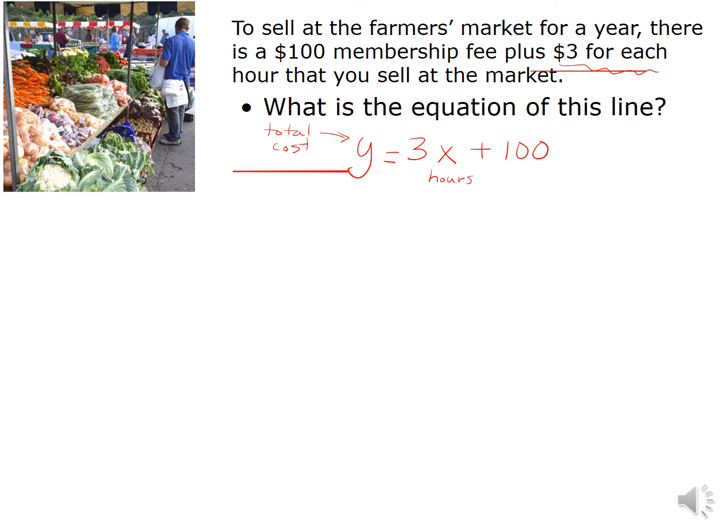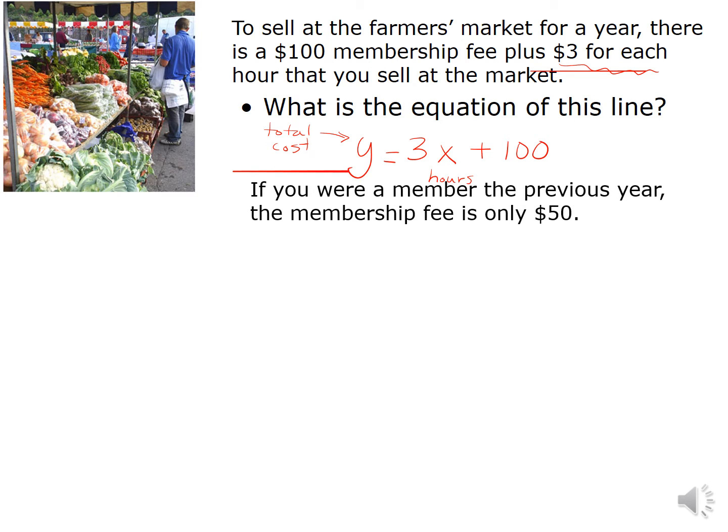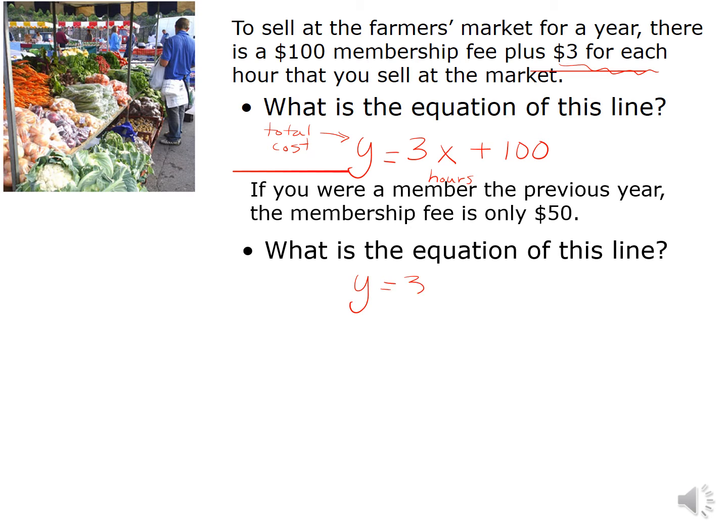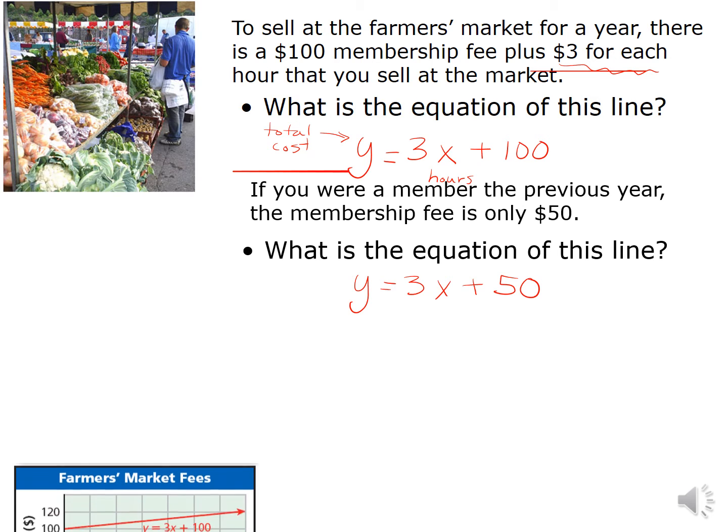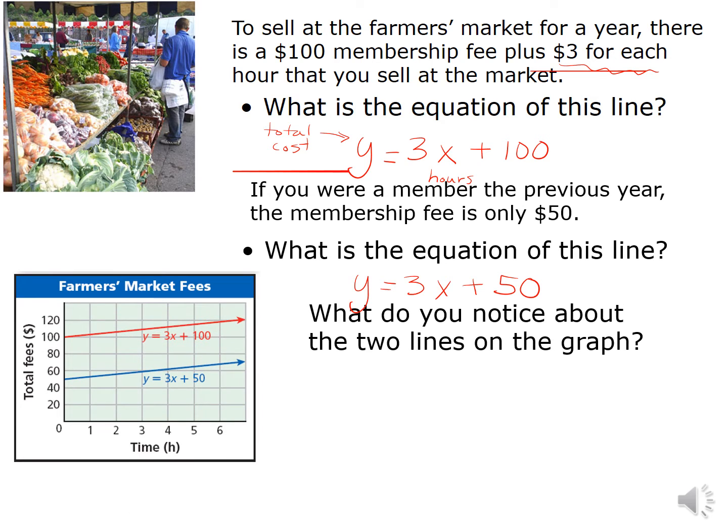All right. Now, if you were a member the previous year, the membership fee is only $50. So what would be the equation for that line? It would be very similar, except that the fee would only be 50. Okay, now we're going to graph those lines and look at them, and what do you notice about the two lines?